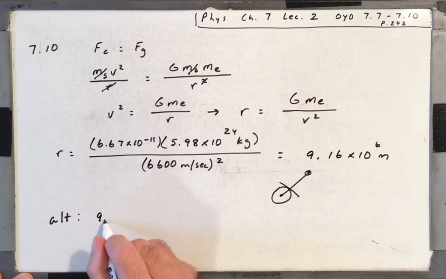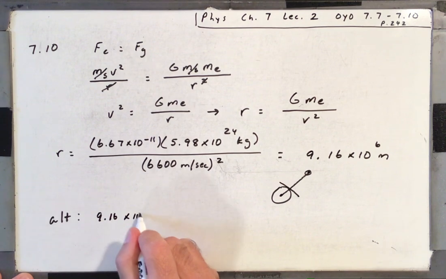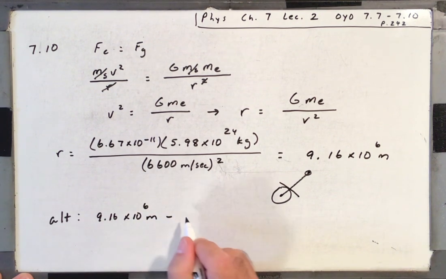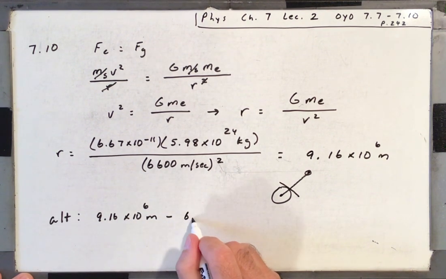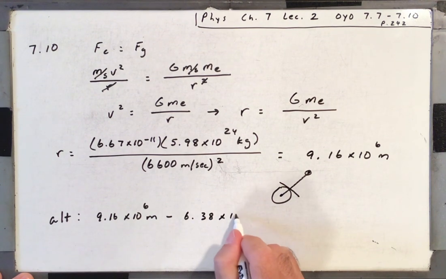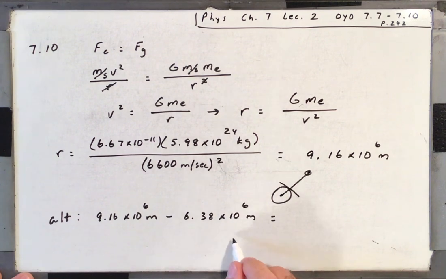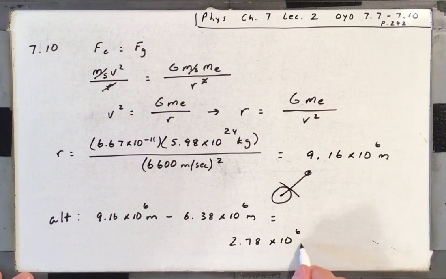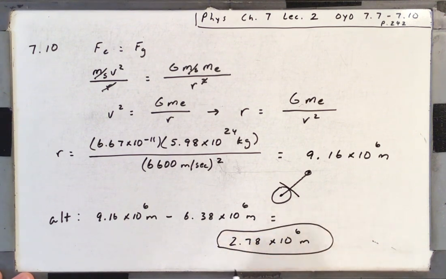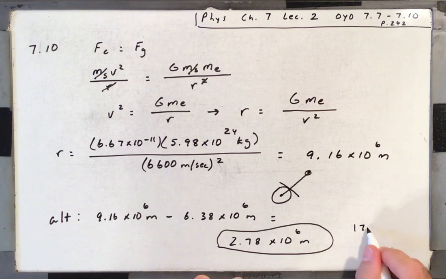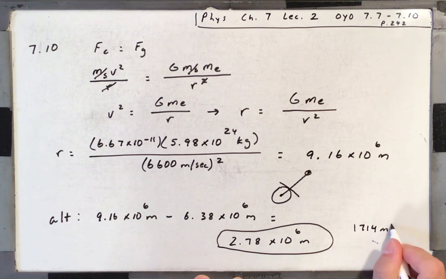So that's 9.16 times 10 to the 6th minus 6.38 times 10 to the 6th. And so that'll equal 2.78 times 10 to the 6th meters. All right, so I actually looked that up years ago. It's about 1,714 miles if you're interested.